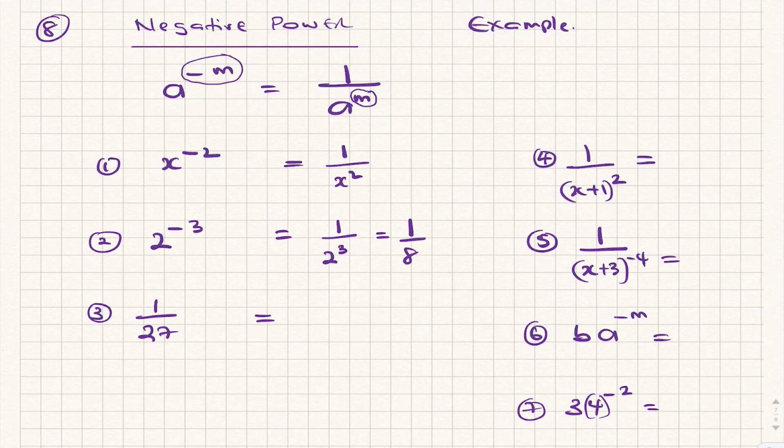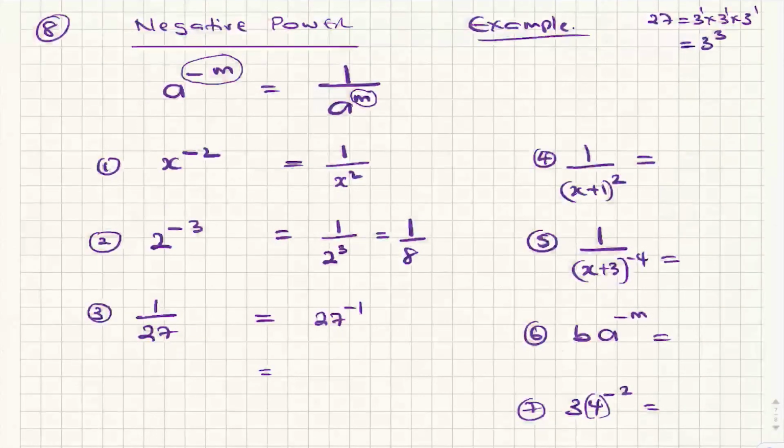Now, 1 over 27, you could do this in two ways. You could say 27 to the power minus 1, and that's correct. But we need to simplify 27. If you look up here to the right, 27 equals 3 times 3 times 3. That will be 3 to the power of 3, because that's power 1, power 1, power 1. Same base, add the powers, that will be 3 to the power of 3.